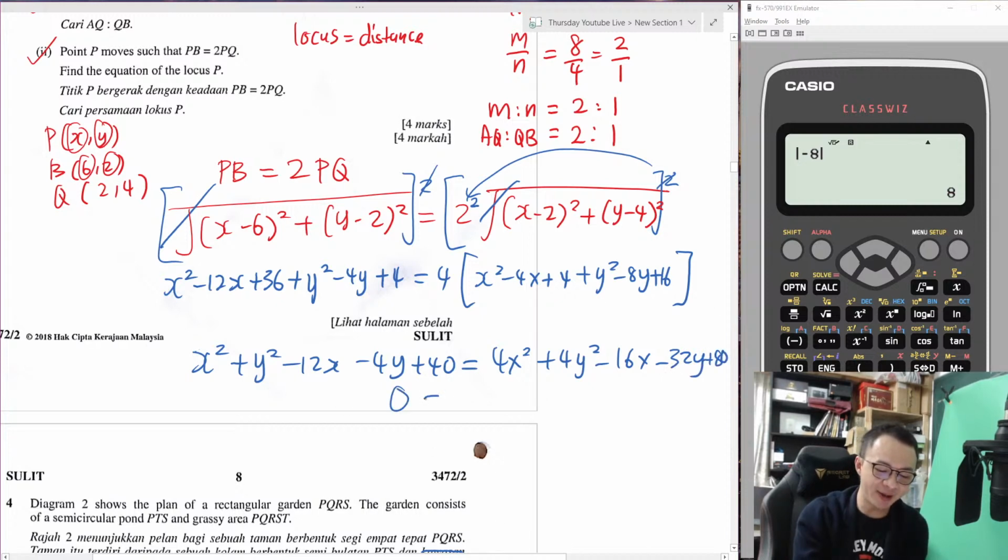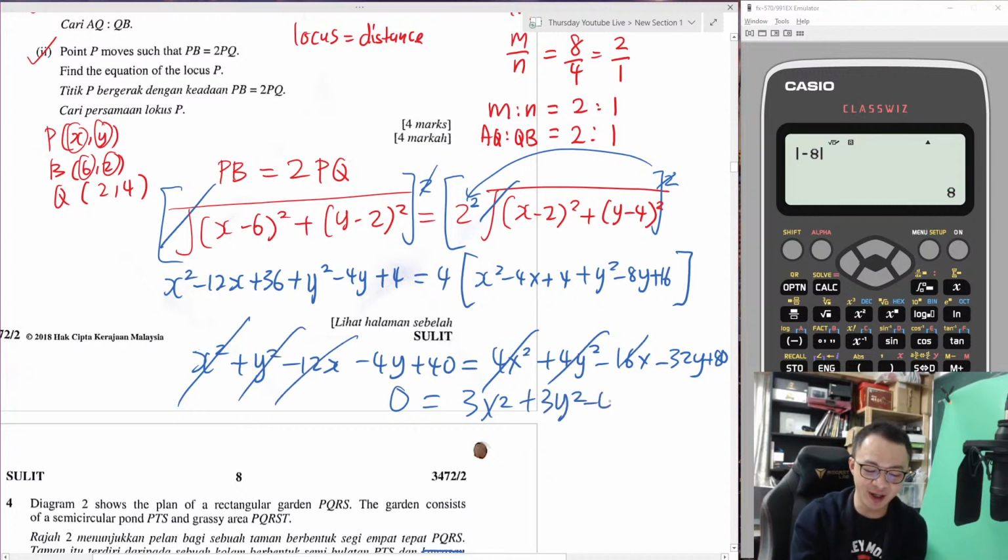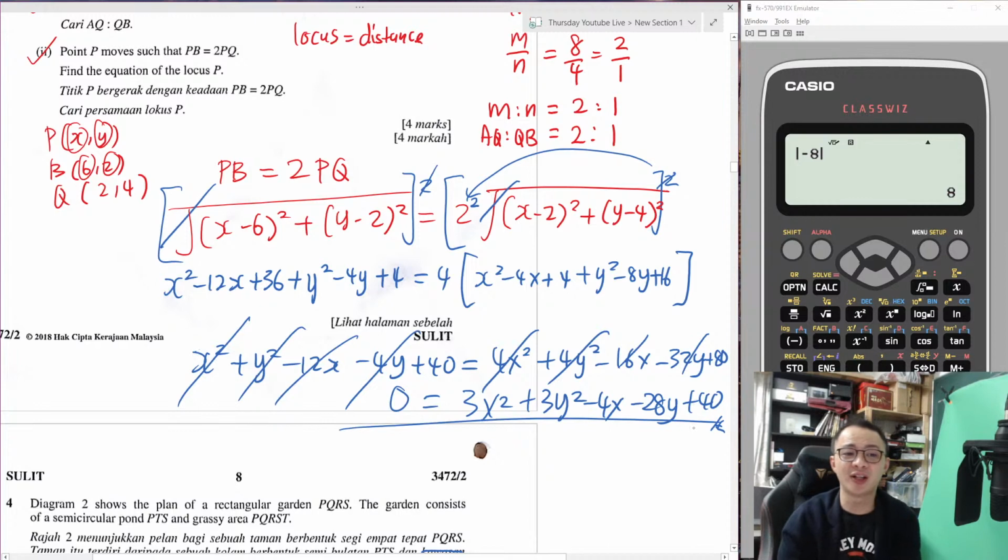Alright, I need to make it become 0. 4x squared minus x squared, 3x squared plus 3y squared. This one move to the other side, minus 4x. Is it 4y? Alright, minus 28y plus 40. Done. This one will be the equation of locus we have here.